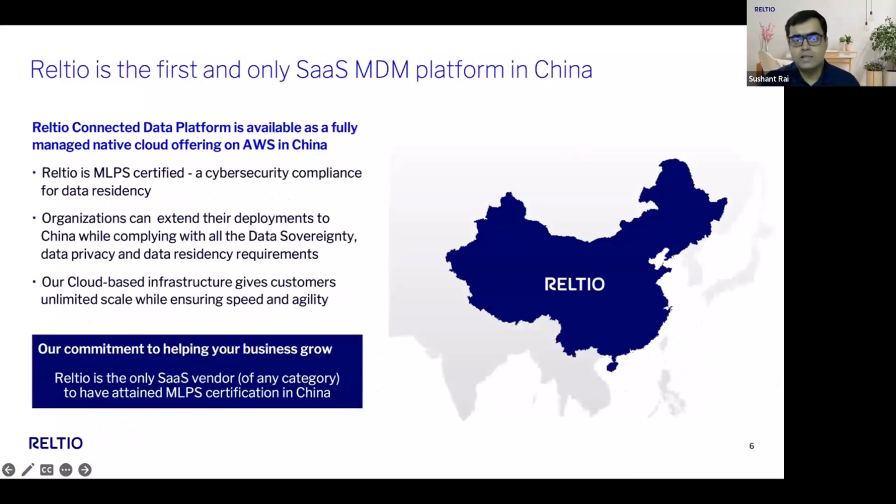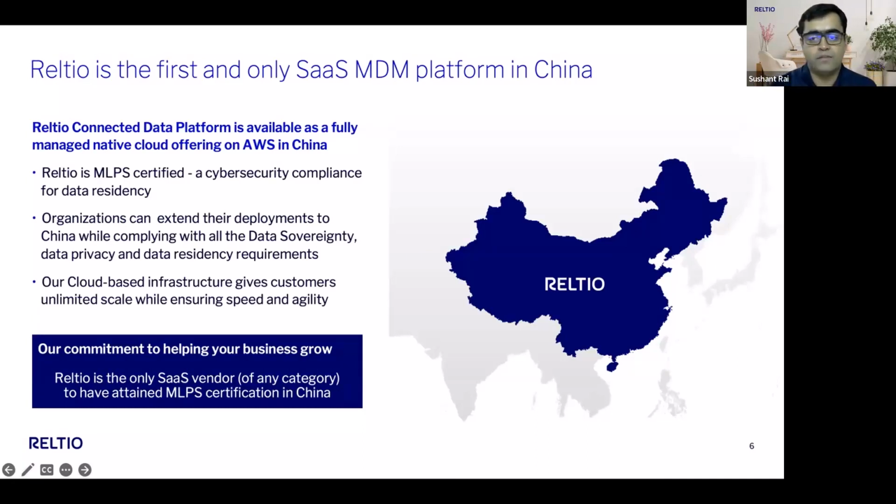So why is this important, right? Reltio is the only SaaS vendor of any category to have attained MLPS certification in China. SaaS has always been kind of a number one priority for us, right? We are natively cloud. We have always been SaaS, and the same philosophy applies as we stand up new regions. And we went with the same philosophy in China, right? Reltio is the first and only SaaS master data management platform in China as well. That is again a distinction, right?